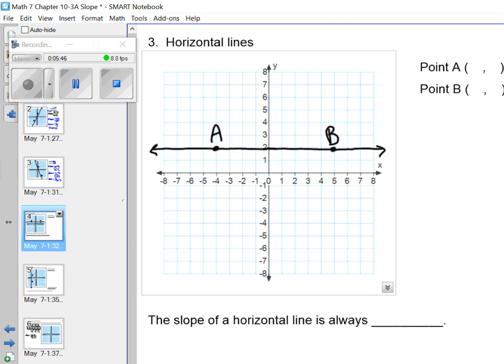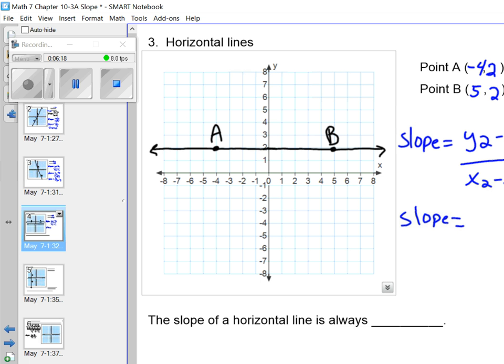Sometimes, however, we can have horizontal lines. If we look at this particular line, point A has the coordinates negative 4, 2, and point B has the coordinates 5, 2. Again, we're going to write our formula, y sub 2 minus y sub 1 over x sub 2 minus x sub 1. So our slope is going to be 2 minus 2, because I'm going to take my coordinates, and this time I am going to use point B as y sub 2.